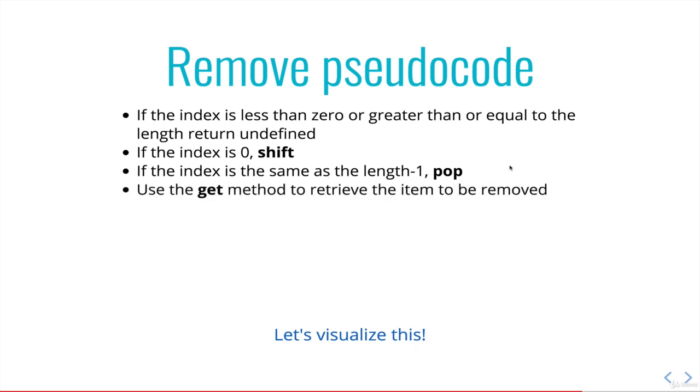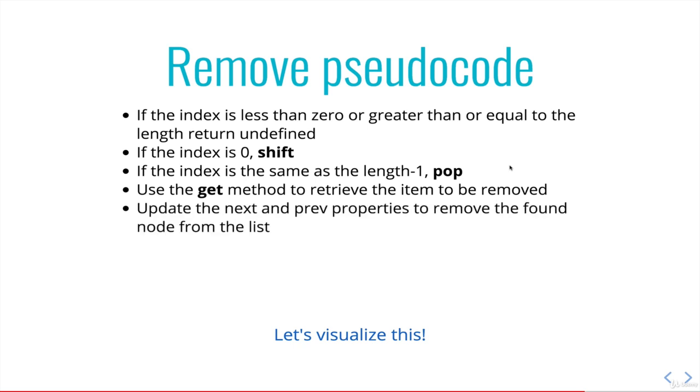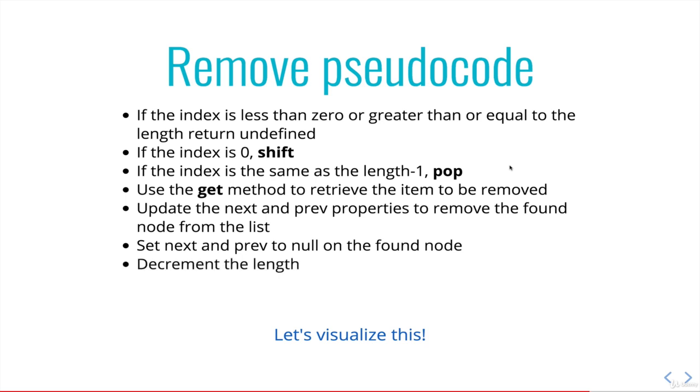Otherwise, use the get method to retrieve the item to be removed. So that retrieves the item. Then you have to update the next and previous properties to remove it correctly. We have to patch the hole. And then what I like to do is set the next and previous on the found node itself, on the thing that you're removing. Just wipe those out so that when you return it, it's just the value, and next and previous on the returned item are null. And then subtract 1 from the length and return the removed node.